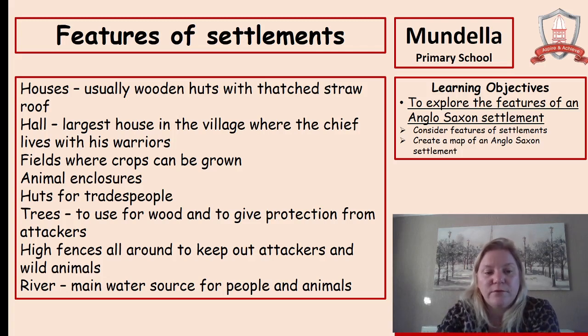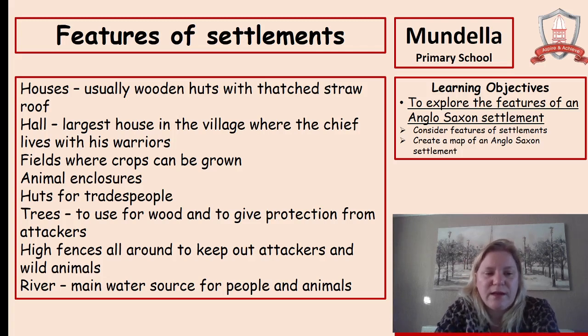They needed fields where crops could be grown because they had to farm for their own food. They didn't have Tesco's or Morrison's where they could just nip off for a pint of milk and a loaf of bread. They had to make all their own food. They needed animal enclosures to keep the animals from running away and also to protect them from being attacked by wolves. They needed huts for tradespeople.